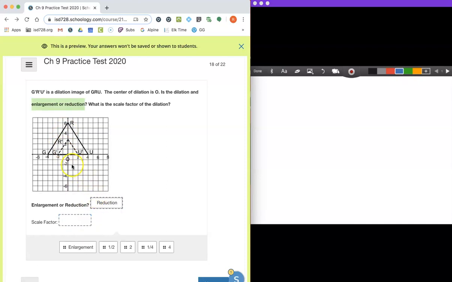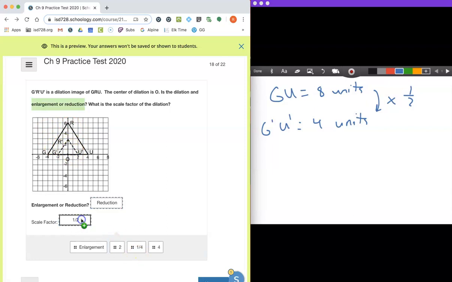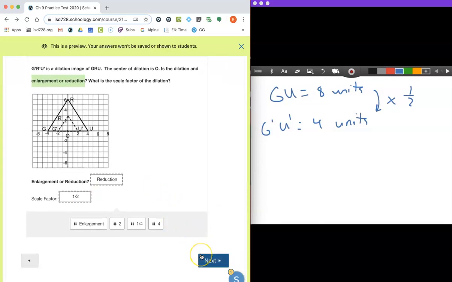The scale factor, what I would do is I would just count a side that's easy to count, like the bottoms here. Okay. The distance from G to U is 1, 2, 3, 4, 5, 6, 7, 8. The distance from G prime to U prime, so the other one that's on the bottom, is 1, 2, 3, 4. So the question is, what do I have to multiply 8 by to get to 4? I would have to multiply by 1/2. So this triangle, G prime, R prime, U prime, is the result of a 1/2 reduction on the original triangle, GRU. Okay.